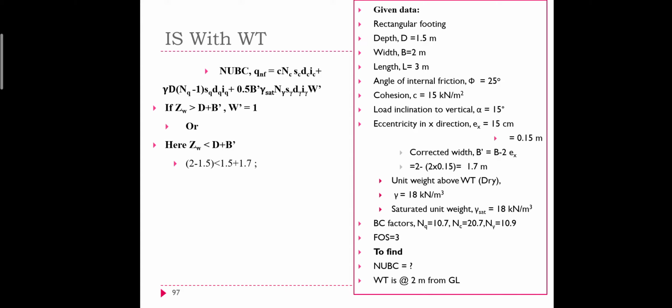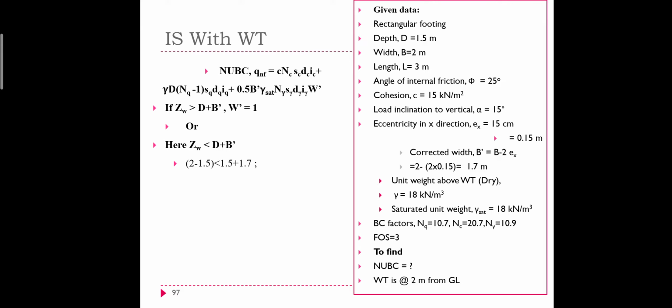What do we have here? Zw. From the ground surface the depth is 1.5 meter, and from the ground surface the water table is acting at 2 meter. So what is the difference between them? Water table and the base of the footing, 2 minus 1.5, you'll get the distance between the base of the footing and the water table. So 2 minus 1.5, which is 0.5, and it is less than D plus B dash.